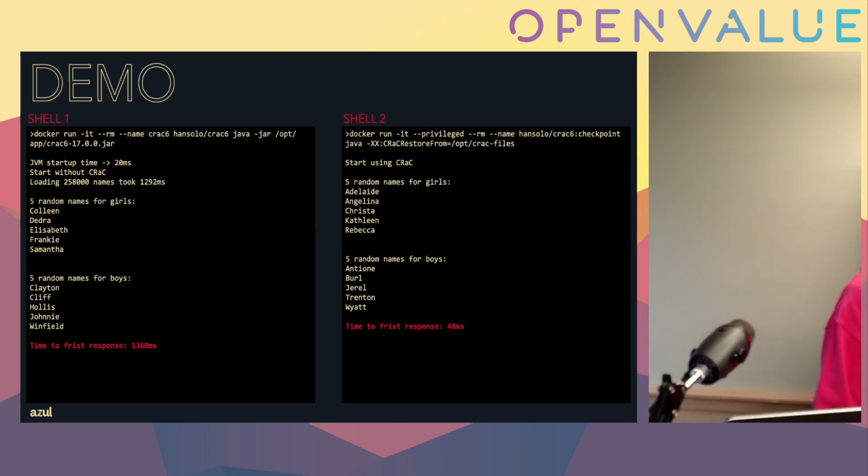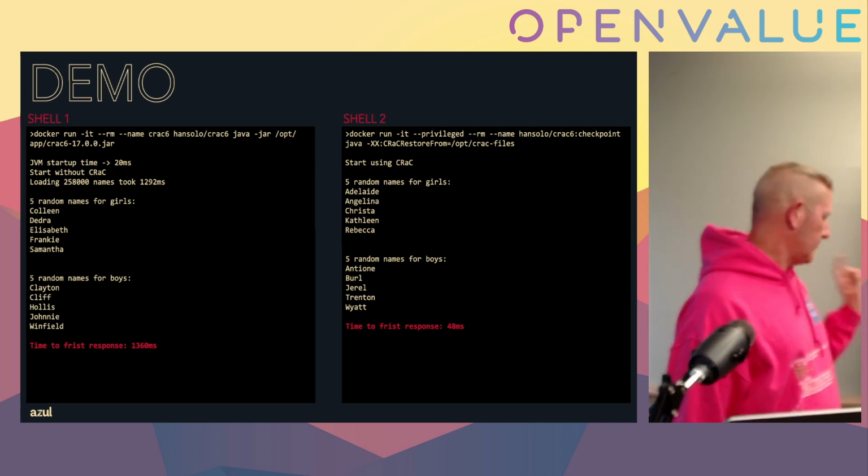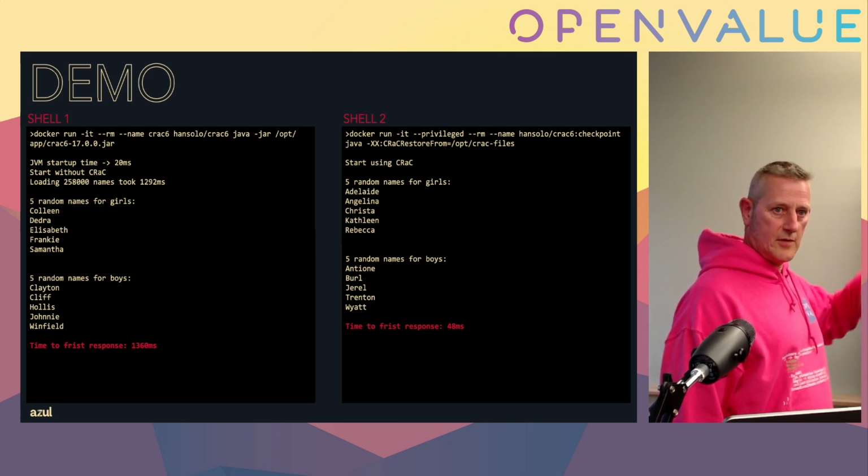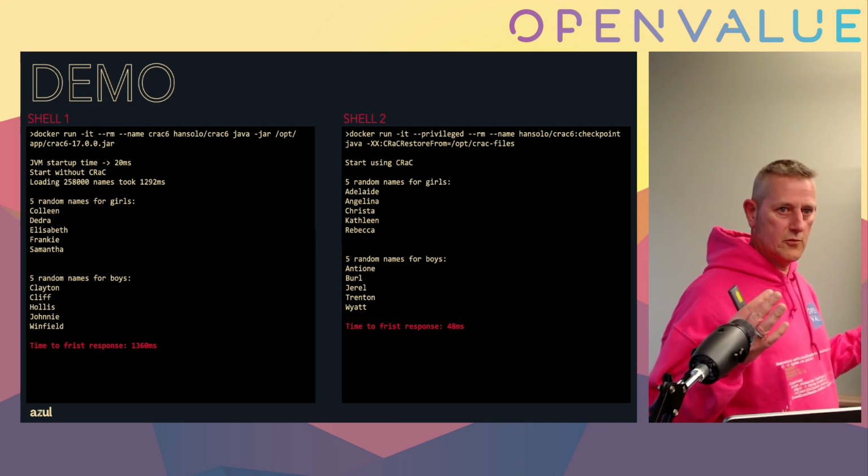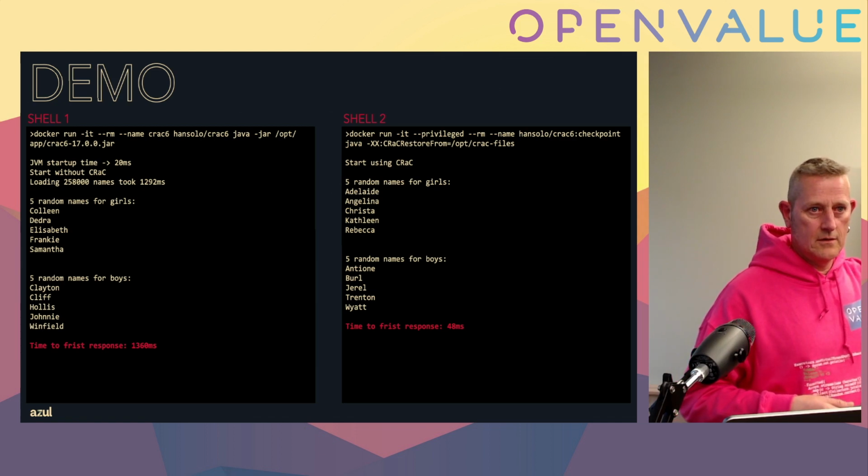When I use it from the checkpoint, I don't have to load all the files, right? Because it's already there, it was just 48 milliseconds. Of course, this is only for the first start. The second time I call the service, it's in memory, so it will be the same as that one, right?